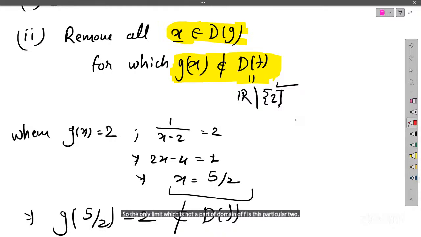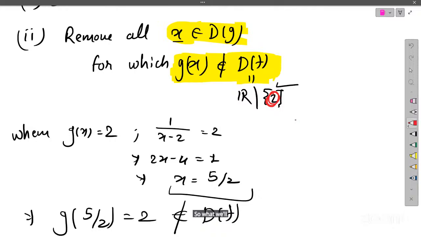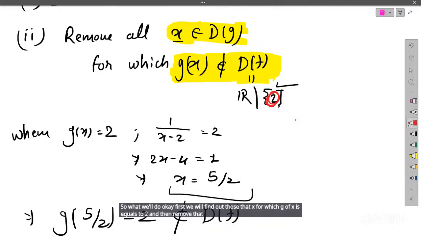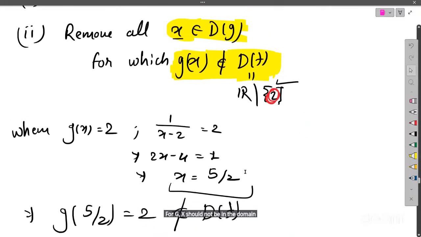That means this 2 is the only element there which is not a part of the domain of f. So first we will find out the x for which g of x is equal to 2, and then remove that x. But for G, x should not be in the domain of G, no? Then why are we checking g of x equal to 2?